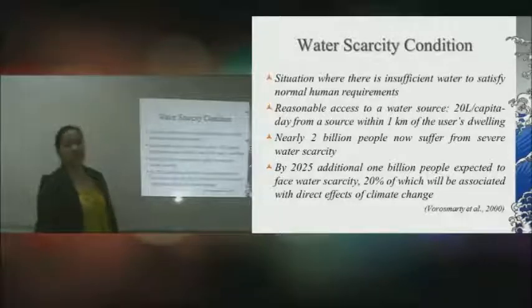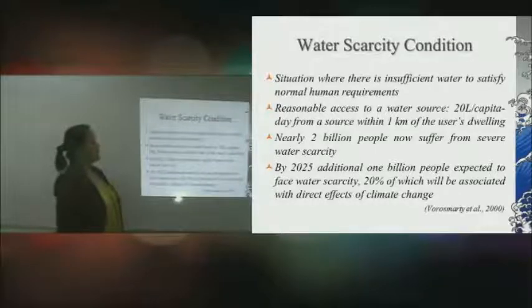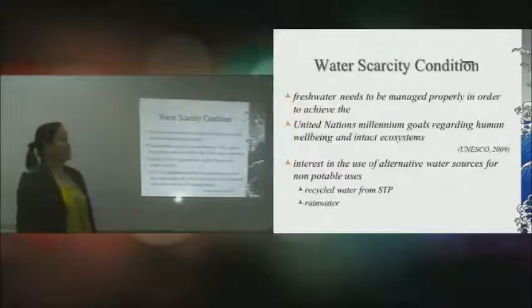And globally, this is the situation. So we are already having 20 liters per capita per day from a source within 1 kilometer of the user's dwelling. This would give us the current condition of nearly 2 billion people suffering from severe water stress. And based on their study, by 2025, an additional 1 billion people are expected to face water scarcity, 20% of which is due to climate change.